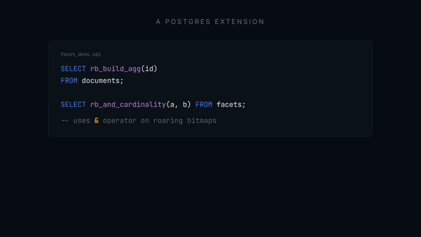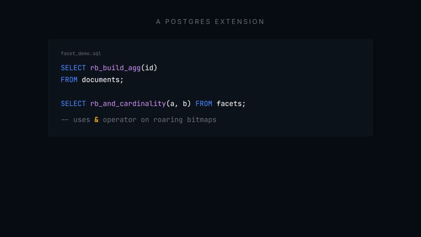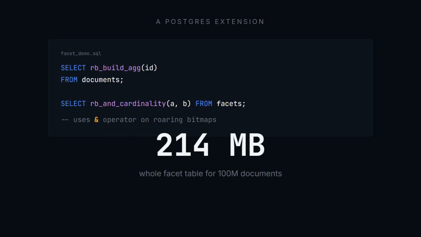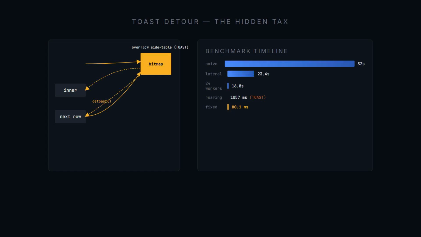A Postgres extension wraps the C library: a roaring bitmap data type, a build aggregate, bitwise operators, an AND count in one pass. Building all the facets for the 100 million rows takes 34 seconds. The whole facet table is 214 megabytes, about 2 bytes per document. The first facet query runs in 1057 milliseconds.